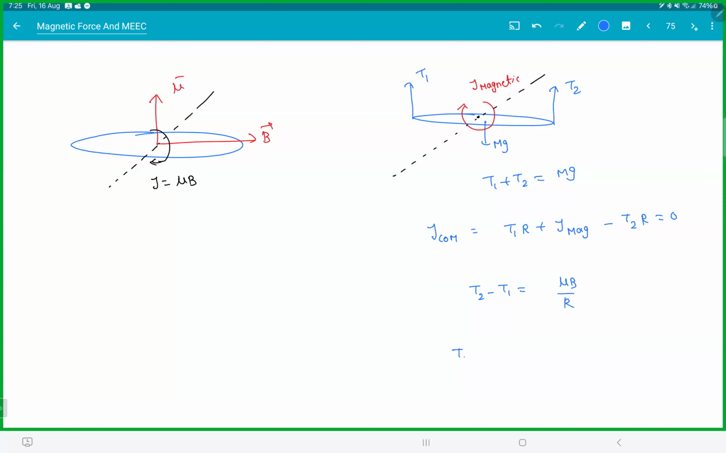Add them, you will get T2 is equal to mg plus mu B by R by 2. And T1 will come as mg minus mu B by R by 2. So they can ask a question like this also: find the condition if T1 becomes 0. If you apply too much magnetic field, there is a possibility T1 can become 0.